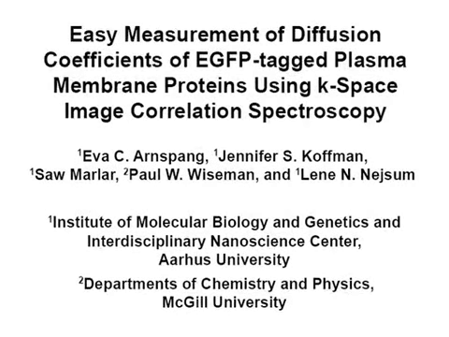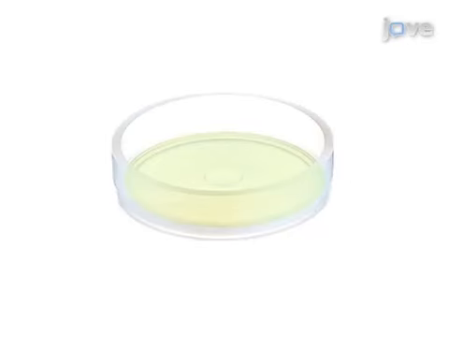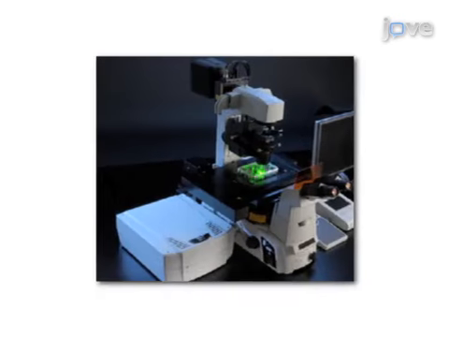The overall goal of this procedure is to measure diffusion coefficients of membrane proteins in live cells. This is accomplished by first growing cells expressing the EGFP-tagged protein and then acquiring a time-lapse image sequence on a spinning disk microscope with focus set to the plasma membrane.